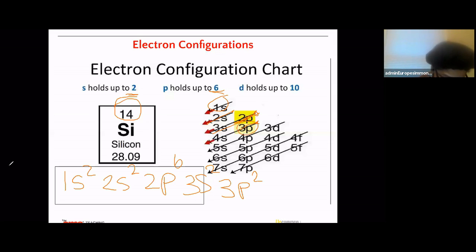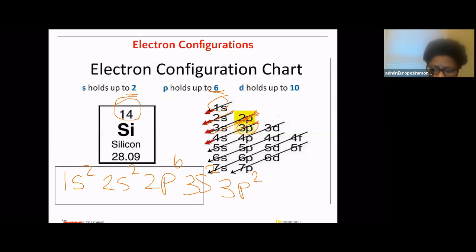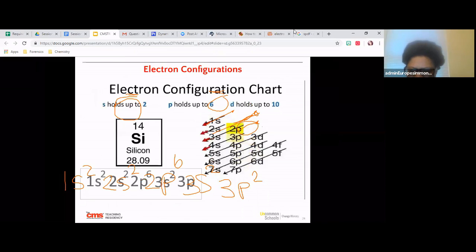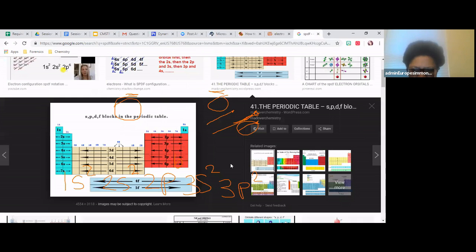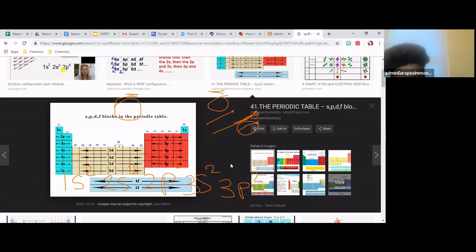Question. Yes, ma'am. On the left-hand side, you got the S. In the middle is D. Where's P? Would that be 13 through 18? Yes, 13 through 18 is the P block. And then the F is down at the bottom. Those 2 rows that look like they've been taken out. But they're not.